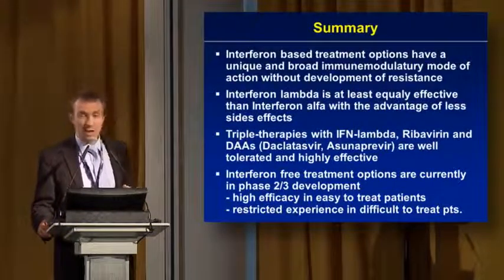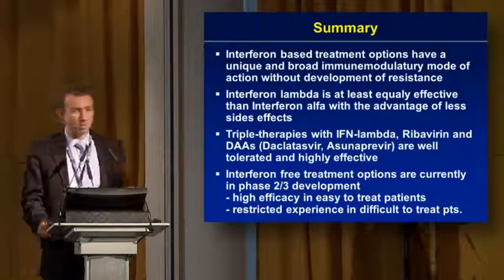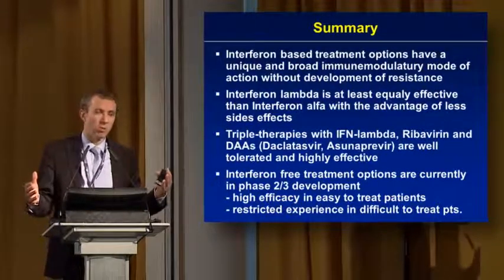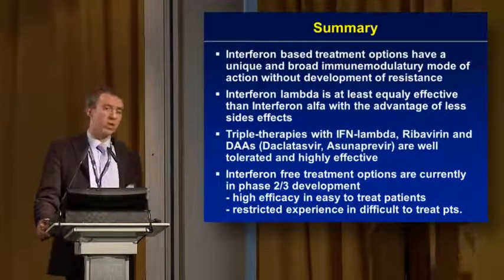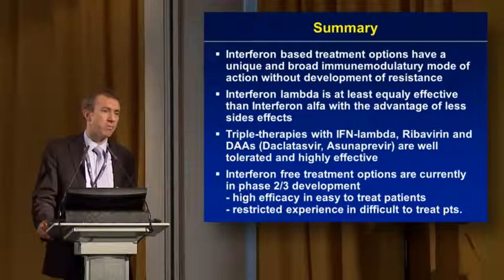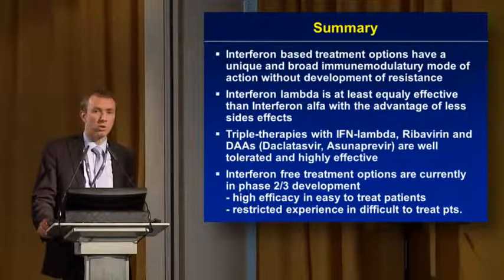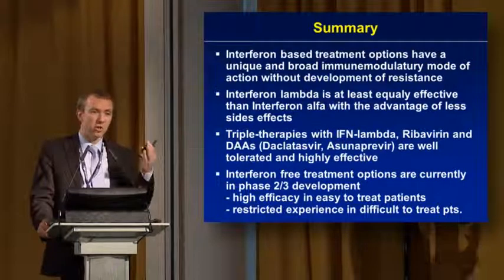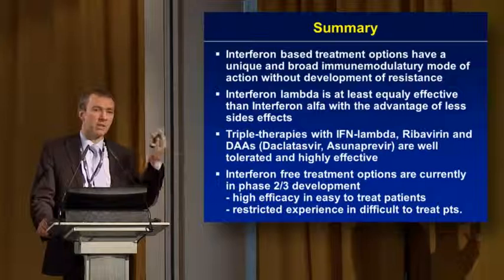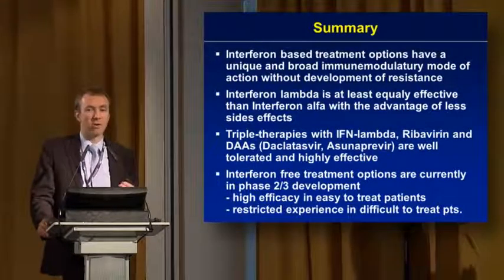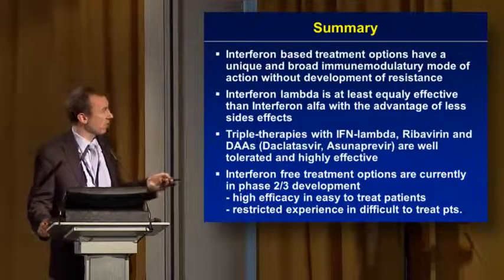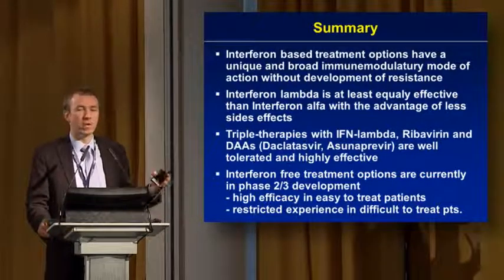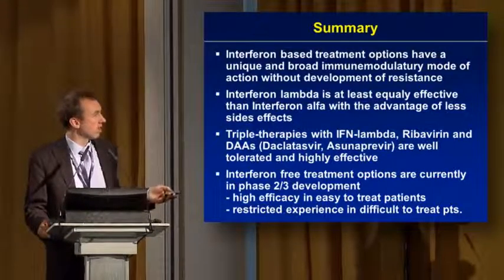So next slide, ladies and gentlemen, in summary, we have learned that interferon-based treatment options have a unique mode of action with the advantage of a broad immune response which is induced by interferon, and we have no issues with resistance. And I think it could well be that for the most difficult-to-treat patients, we will need this immune modulatory therapy. Interferon lambda has some advantages because of the different distribution of the receptors. There is an equal, at least equal antiviral efficacy together with a much better safety profile. And we have seen that triple therapies with interferon lambda, ribavirin plus a direct antiviral will be at least as good as the standard conventional triple therapies, but better tolerated, of course.